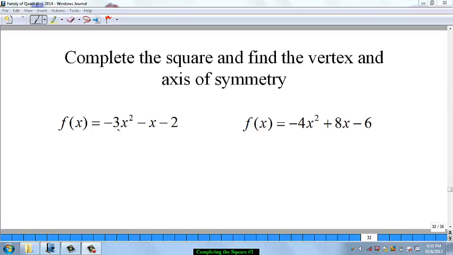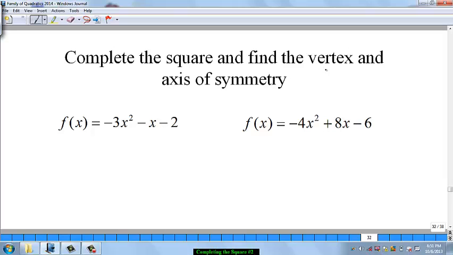Let's practice some more completing the square to find the vertex and axis of symmetry. Again, just for some review, the reason why we're completing the square in this course is we're changing or forcing the look of each of these equations into the vertex form.